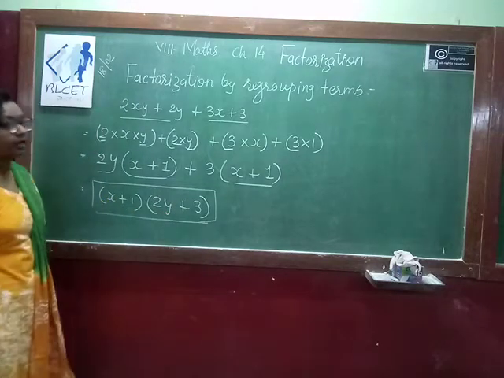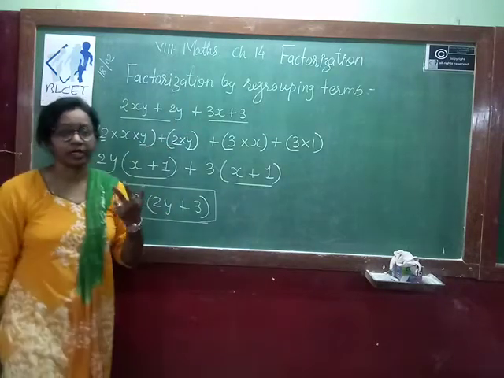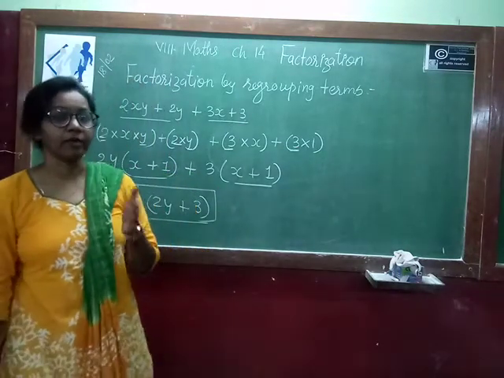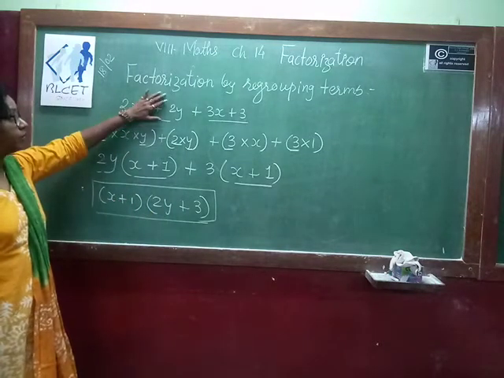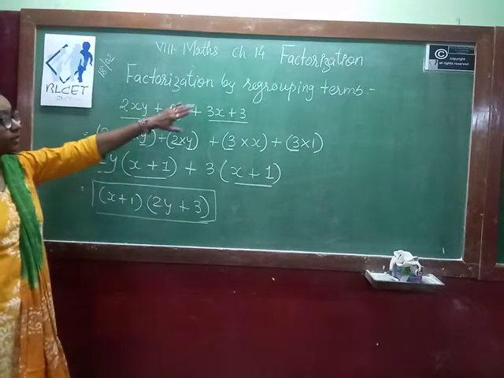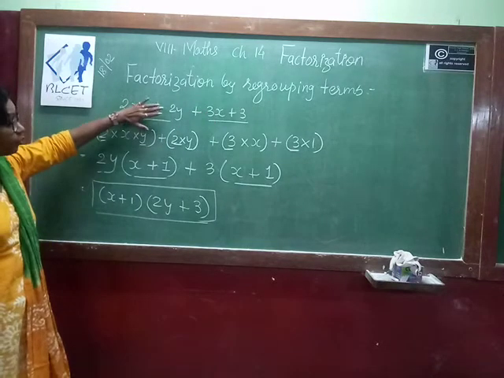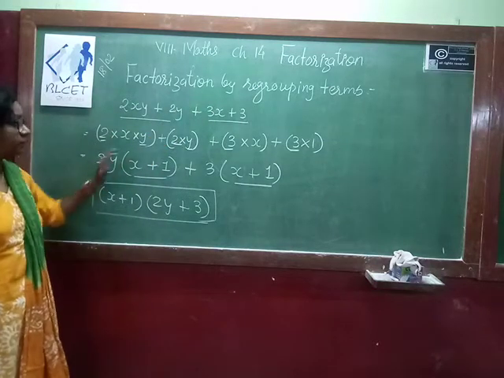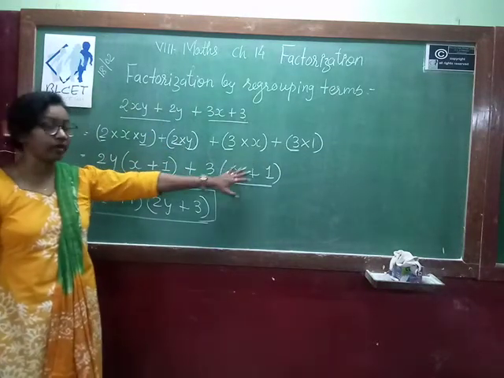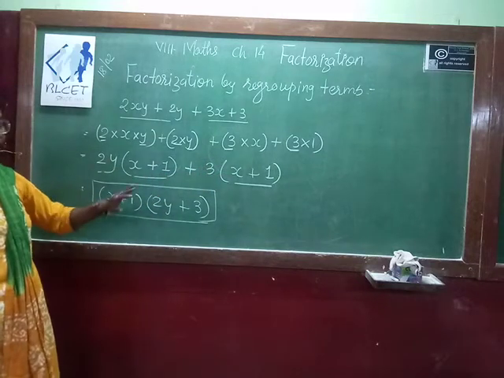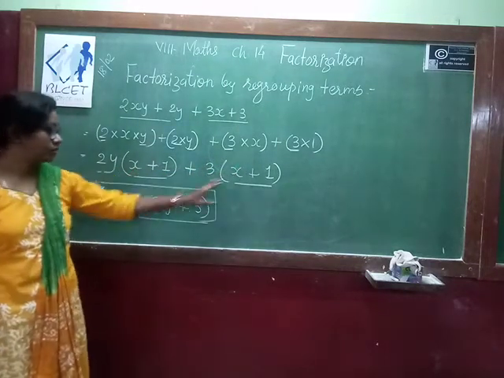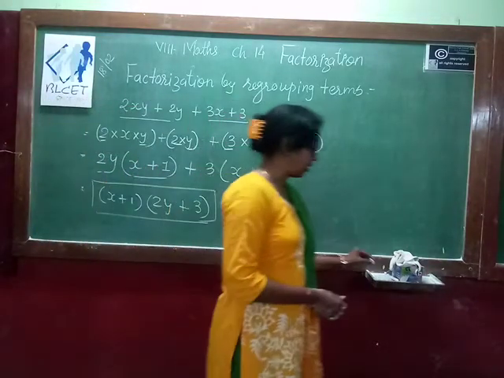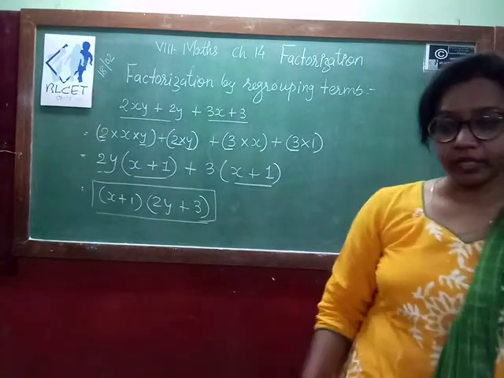Again I am repeating: 4 terms are there. We have to make two groups. So first we make the group of 2xy plus 2y. That's why the method name is regrouping terms. We are regrouping the terms into a first group and a second group, and take the maximum common factor from the first group and from the second group. Now we combine both the groups and find the common factor, that is, x plus 1 is common, so we take it out. So what is left? 2y plus 3. So this way we can solve the questions with the help of regrouping terms.